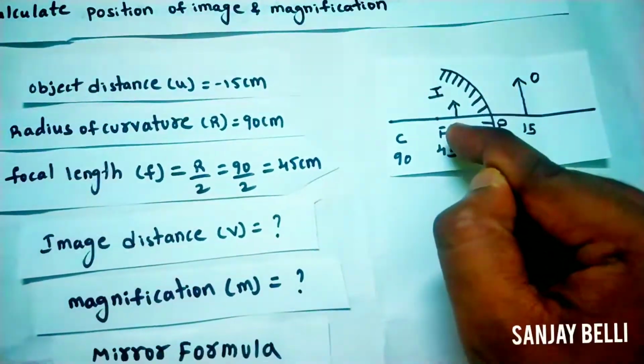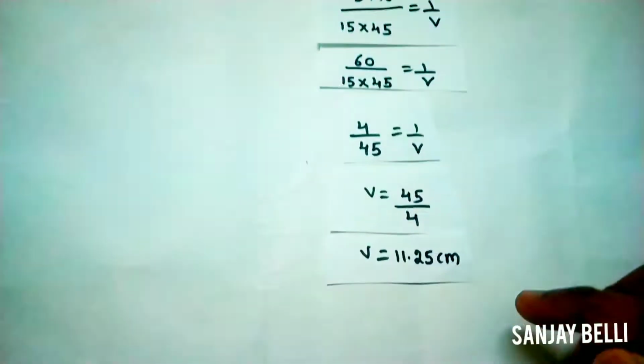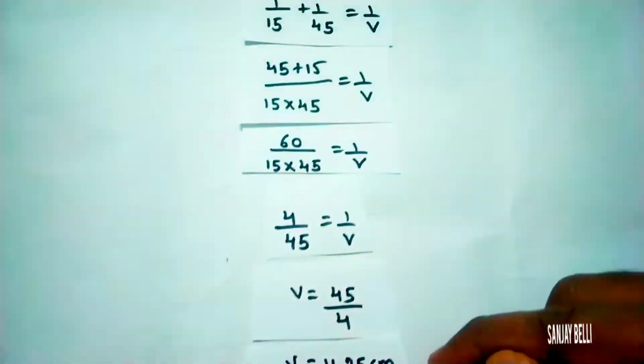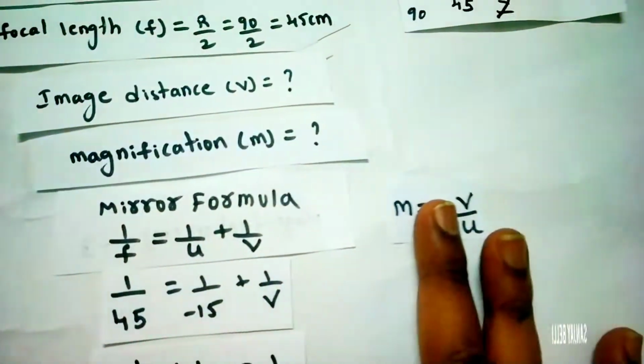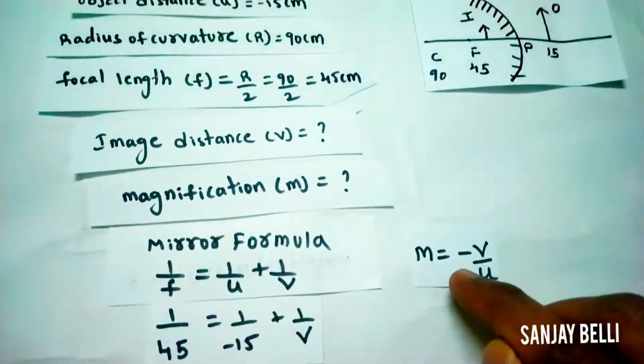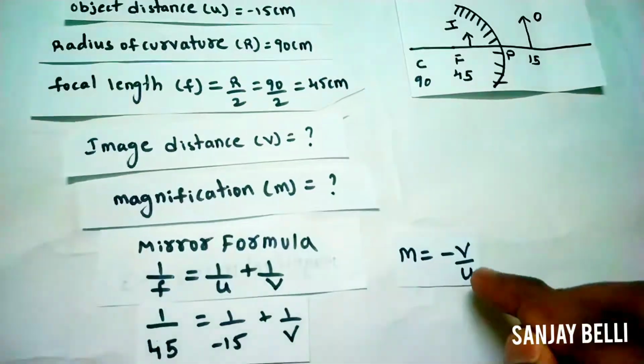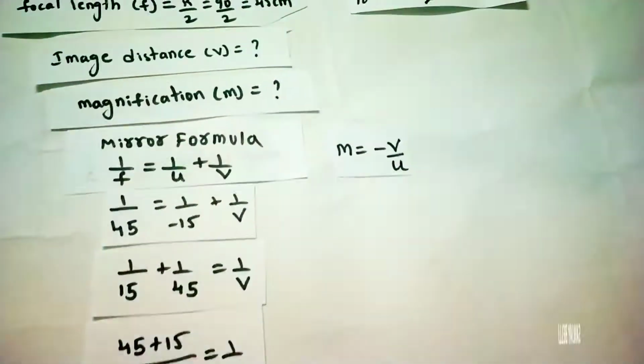Now we got your v value. The v value should be less than f, so less than 45, and we got that. So your image distance is right. Now we have to find the magnification. The formula for magnification is nothing but m equals minus v by u. So your v value is nothing but 11.25.